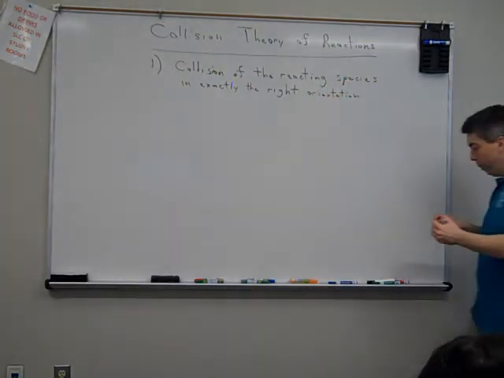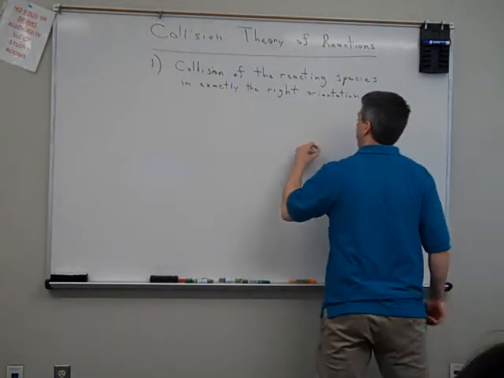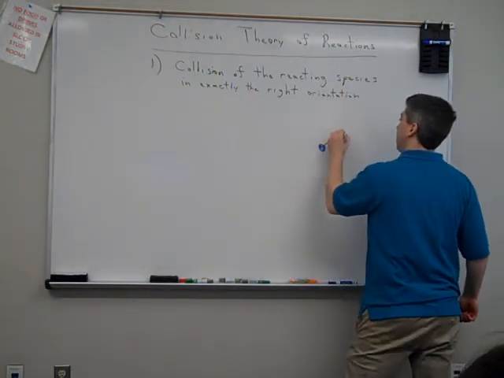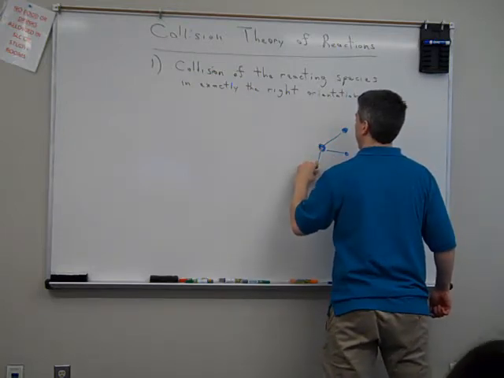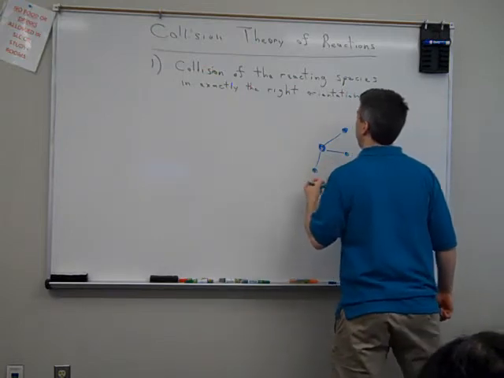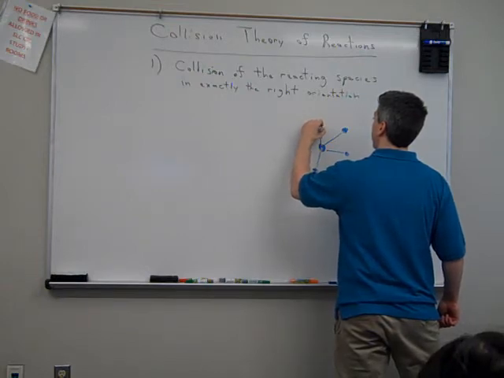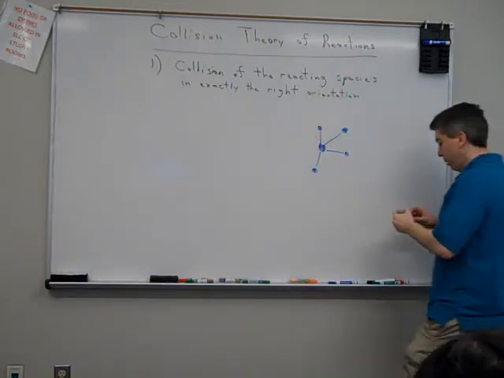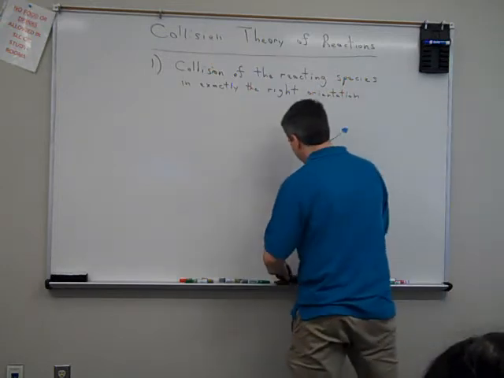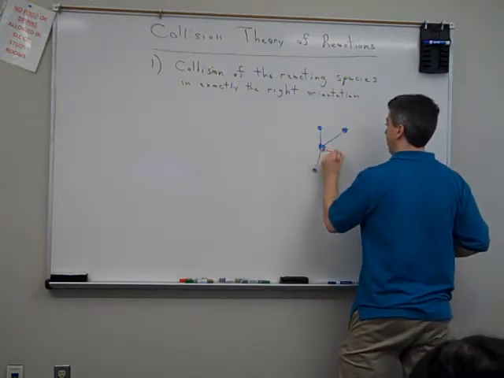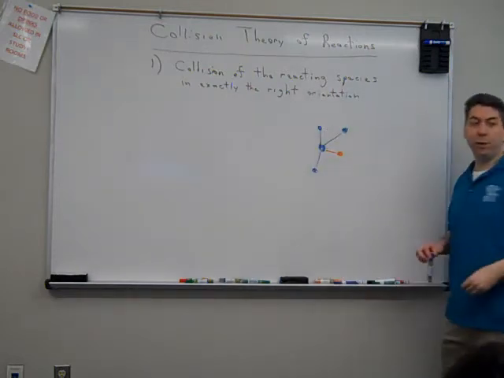So, for example, let's say I have a molecule composed of several different atoms, and one of these bonds is a little weaker than the rest, because the bond to this atom is not that strong. So this orange bond is weaker than the rest.